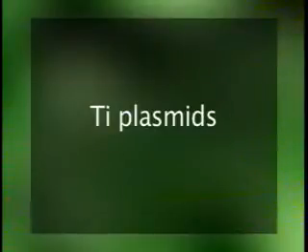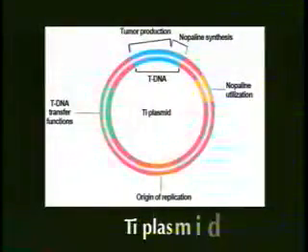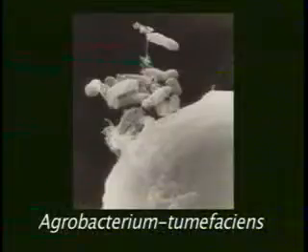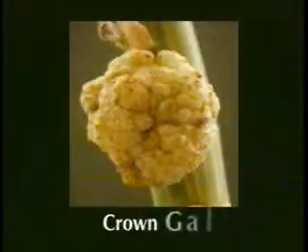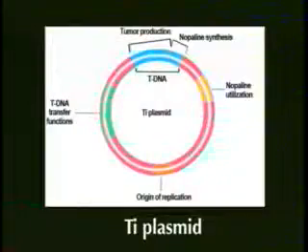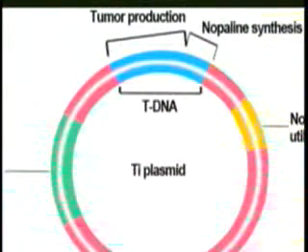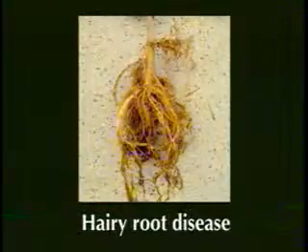Ti plasmids. Most cloning vectors for plants are based on the Ti plasmid, which is a natural plasmid that belongs to a soil bacterium, Agrobacterium tumefaciens. This bacterium invades plant tissues, causing a cancerous growth called a crown gall. During infection, a part of the Ti plasmid called the T-DNA is integrated into the plant chromosomal DNA. There are Ri plasmids present in Agrobacterium rhizogenes, which cause hairy root disease in plants.